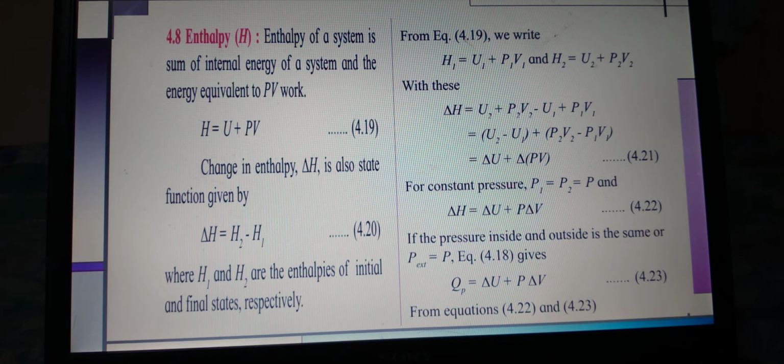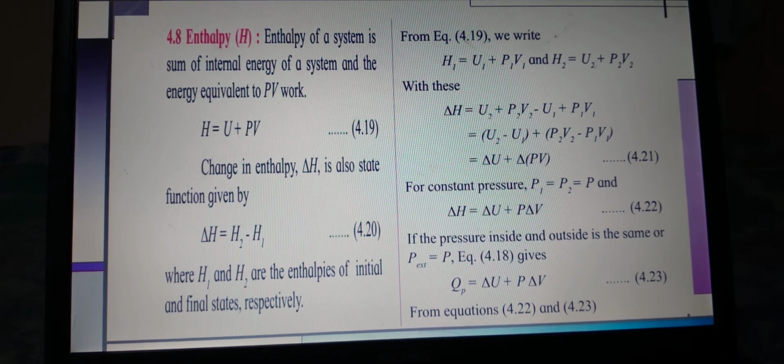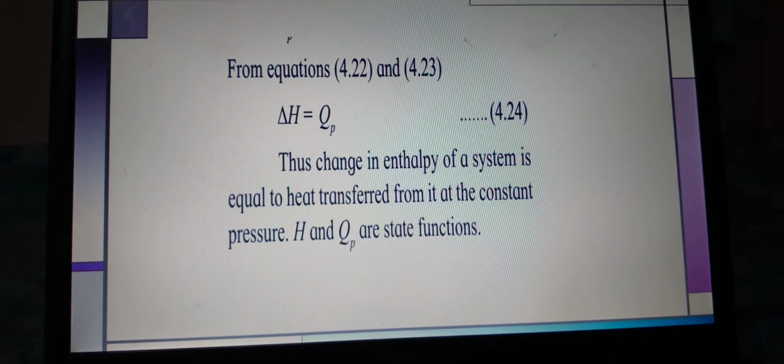But for constant pressure, P1 is equal to P2 is equal to P. We already learned that concept, and hence we write delta H is equal to delta U plus P delta V. If the pressure inside and outside is the same, or we can say that P external is equal to P, then we substitute the value of delta H in place of that: QP is equal to delta U plus P delta V. Now pressure is constant, so that process is called the isobaric process. So QP is equal to delta U plus P delta V. So this equation follows that delta H is equal to QP.